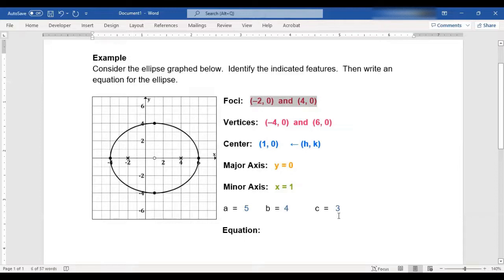Everything else we could figure out. So if the foci are not graphed, remember that we have a squared is equal to b squared plus c squared. So in this case, 5 squared is equal to 4 squared plus 3 squared. So I would use that formula to help me find c. And then once I have c, I can identify where the foci are going to live by moving 3, in this case, to the left or to the right of the center.